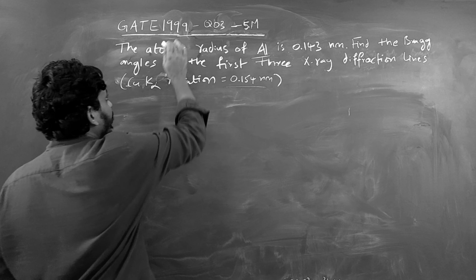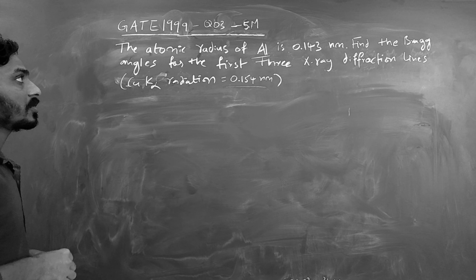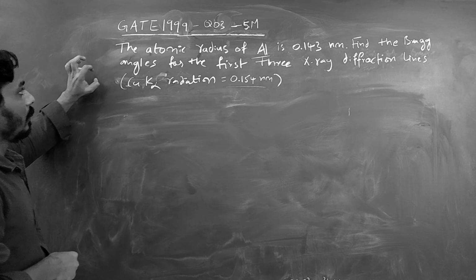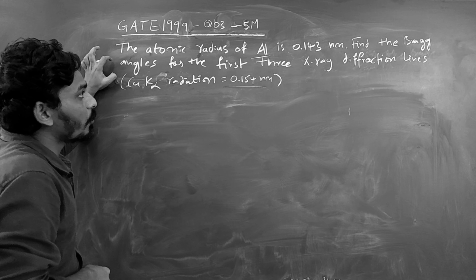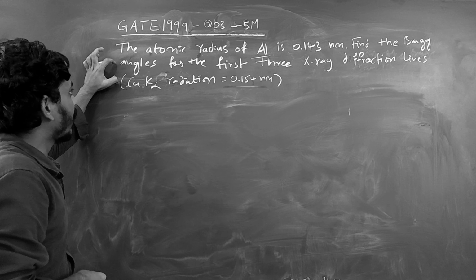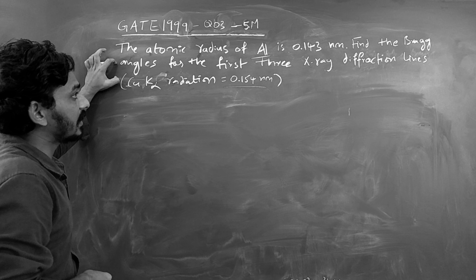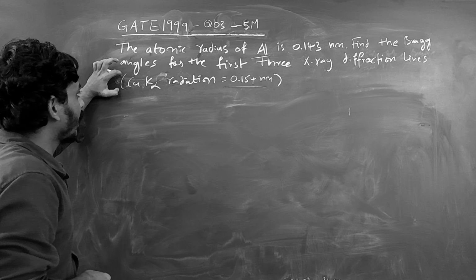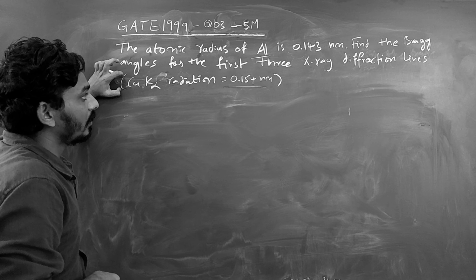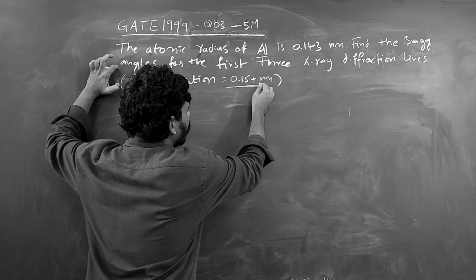Question number 3 from GATE 1999. It's a 5-mark question on XRD. The atomic radius of aluminum is 0.143 nm. Find the Bragg angles for the first 3 X-ray diffraction lines. And he has given copper K alpha of 0.154 nm.